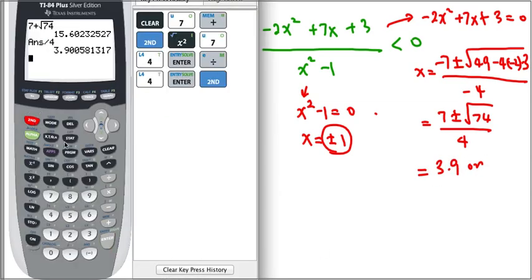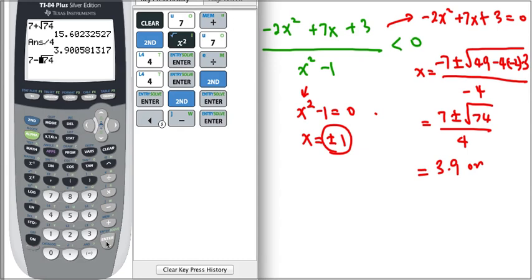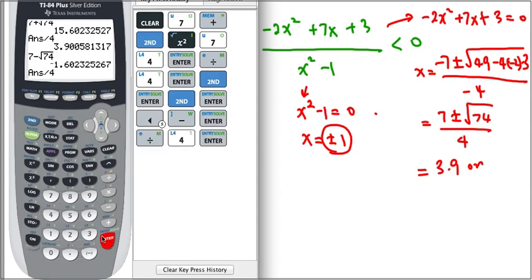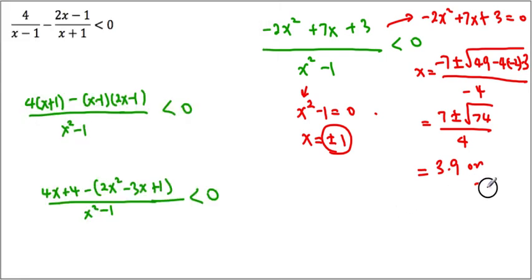And I can keep the same entry here. Instead of plus, we're going to have minus, and then divided by 4. Negative 0.4. So those are the two values that we are getting with the plus or minus 1.